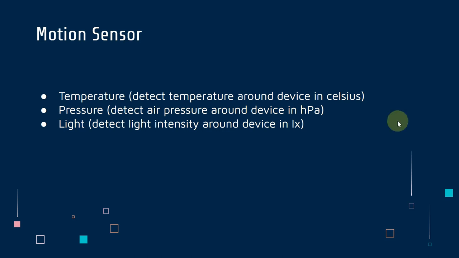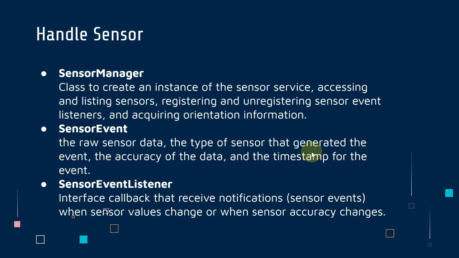Okay, so we have three sensor types: position, motion, and of course the environment, in your phones. Now, how can we work with the sensors? I mean, how can we access the sensor hardware and use it to retrieve the measurement of every parameter that we want to measure?